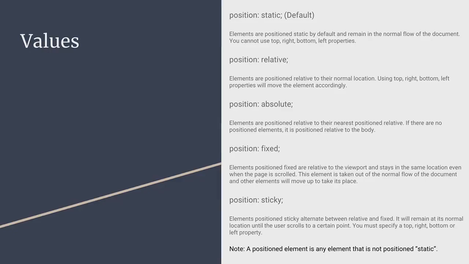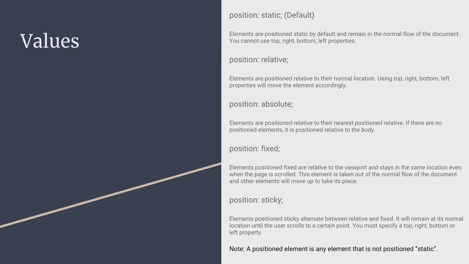Next one is position fixed. Elements with position fixed are relative to the viewport, so the document, the browser, and stay in the same location even when the page is scrolled. And this element is taken out of the normal flow of the document, and other elements will move up to take its place. Position absolute has the same thing occur, where it is taken out of the normal flow of the document, which again I'll elaborate on in a little bit.